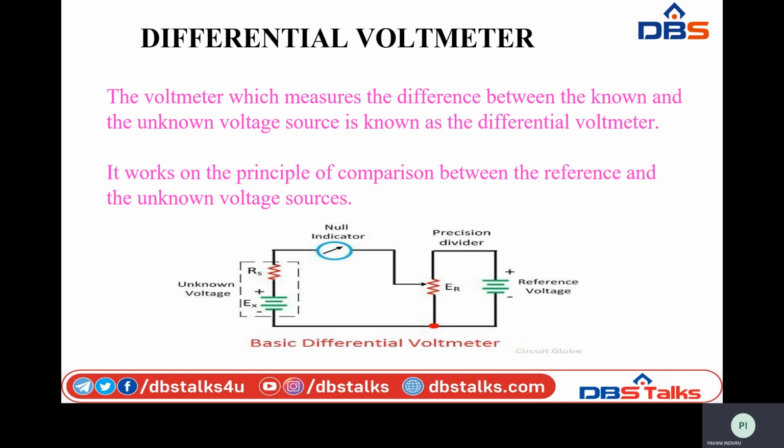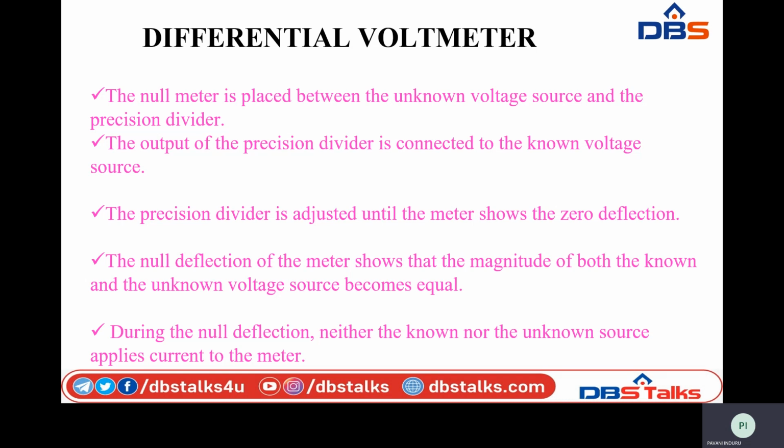By varying the resistance present in the potential divider, we continue until the reference voltage equals the unknown voltage. Whenever the reference voltage has the same value as the unknown voltage, the null indicator indicates zero deflection. That is the indication that the unknown voltage value is determined with the help of the reference voltage. The null indicator is placed between the unknown voltage source and the precision divider. The output of the precision divider is connected to the known voltage, which is mostly in the range of 1 volt.